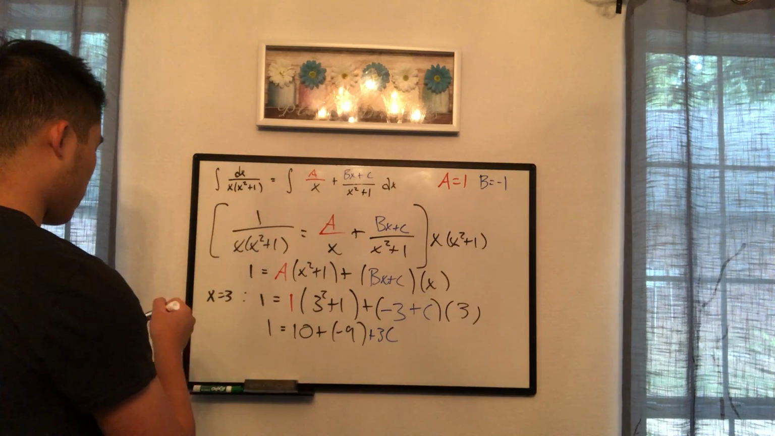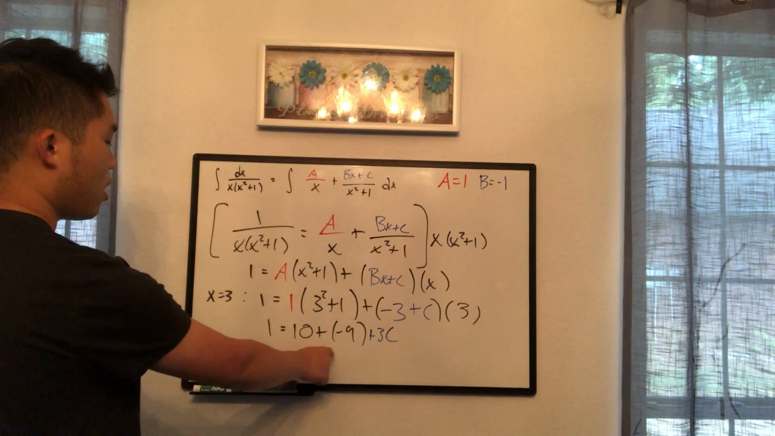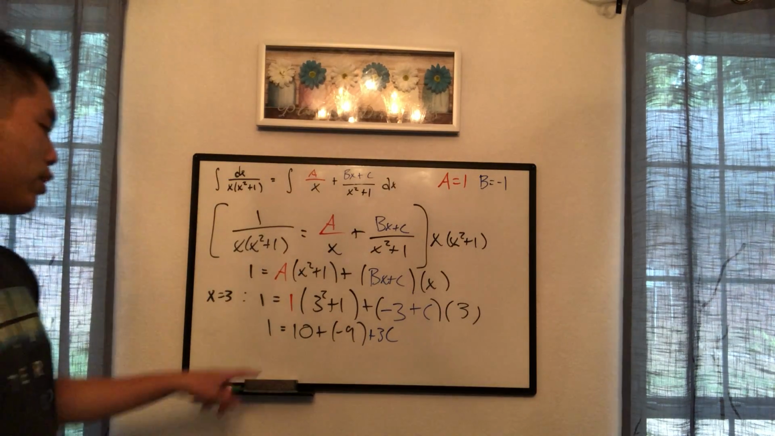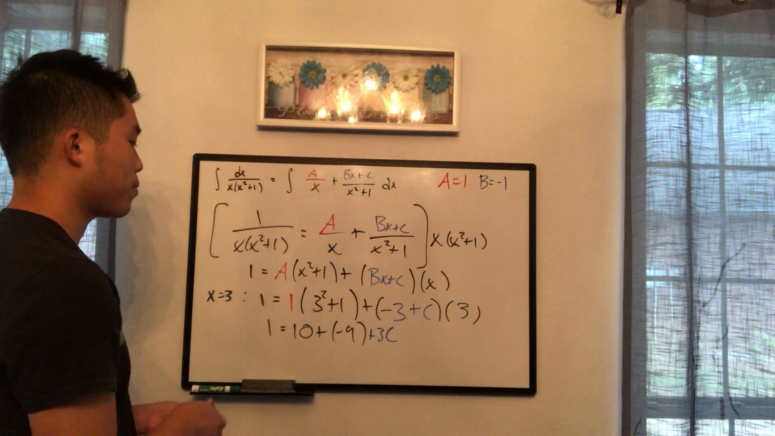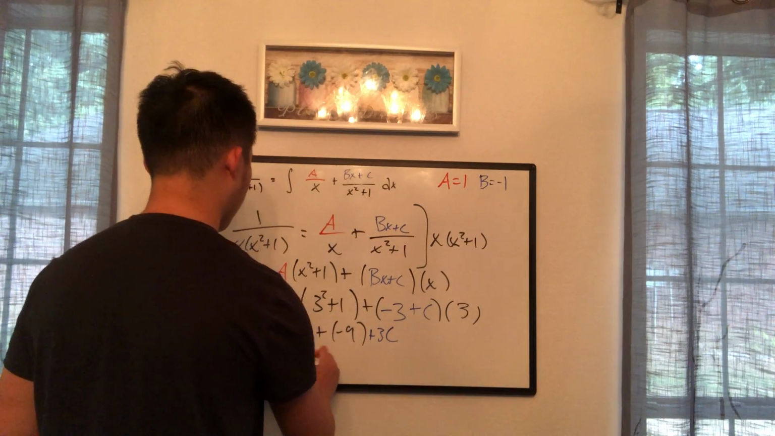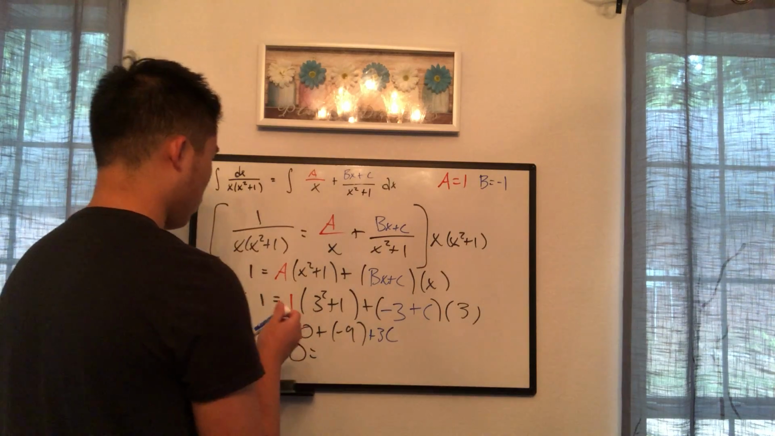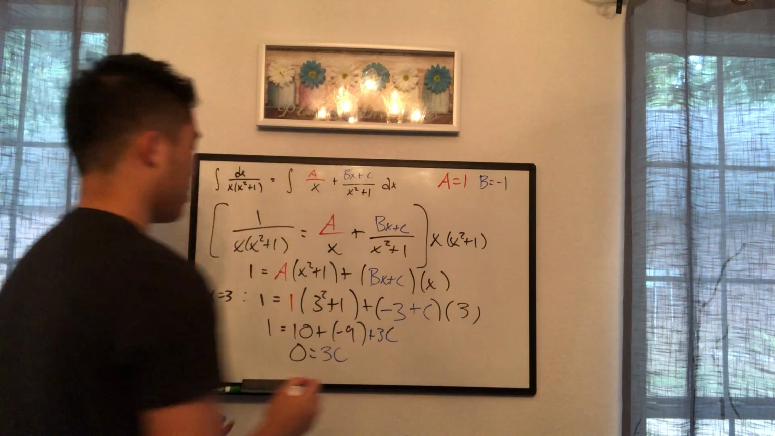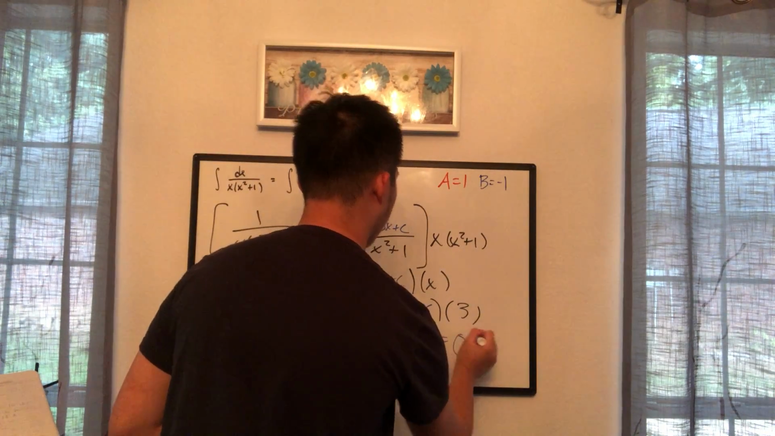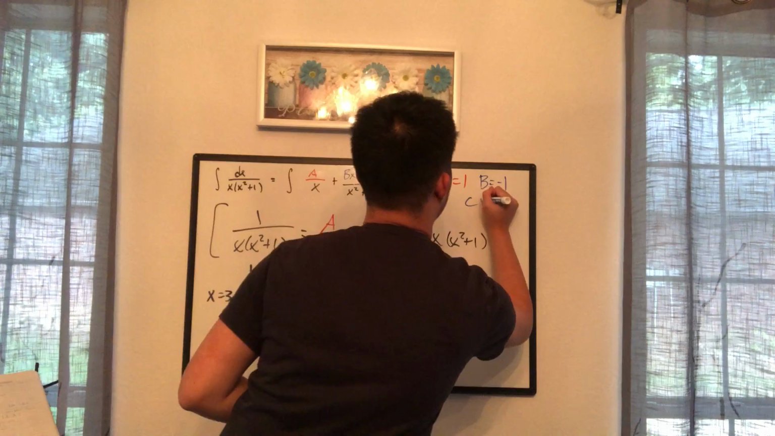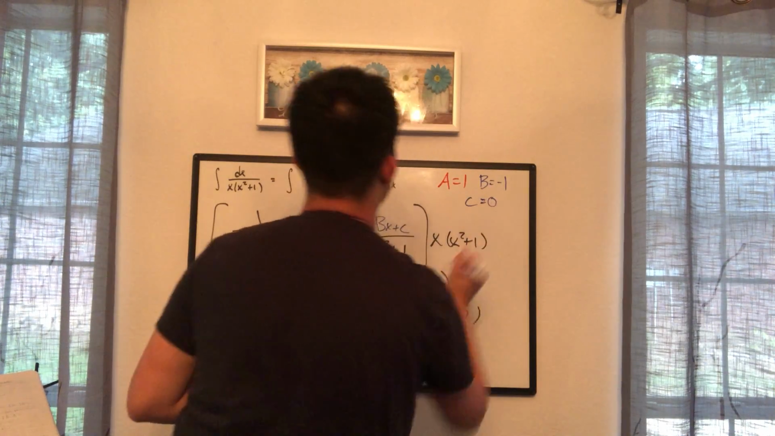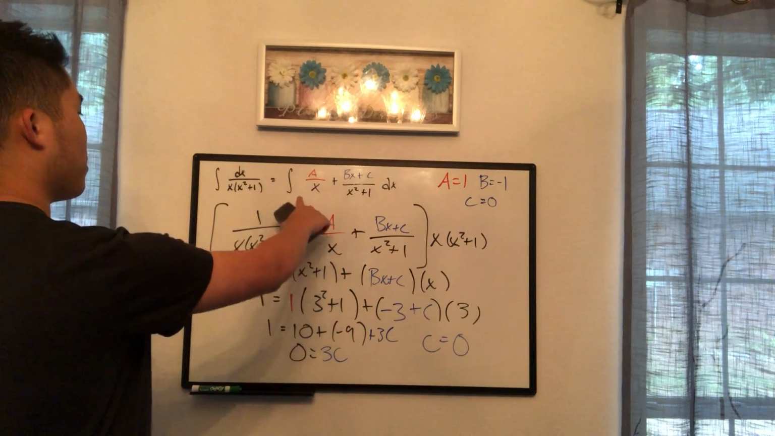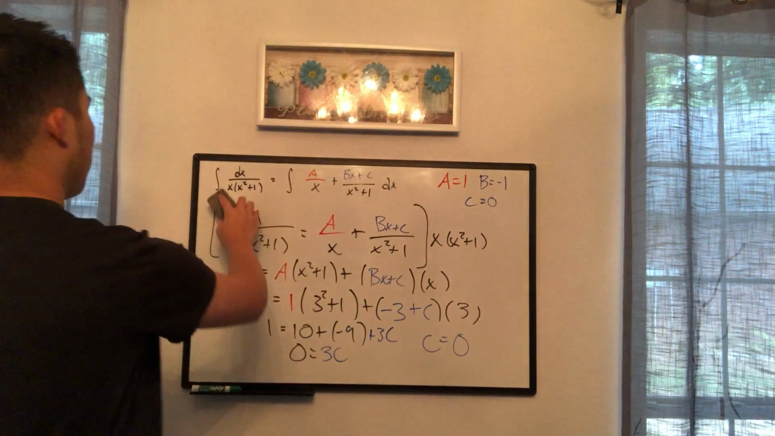So next, you see that 10 plus the negative 9 is 10 minus 9, which is 1. And if you bring the 1 over, you get 0. So 0 equals 3C. You divide by 3, C equals 0. So right up here. And now we are done with this portion. So I'm going to erase this, and we're going to plug it back into this integral I wrote up here.